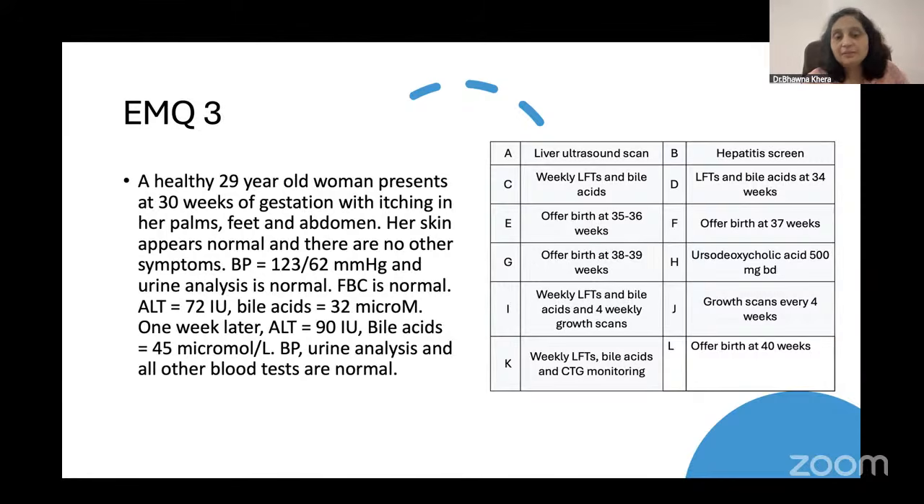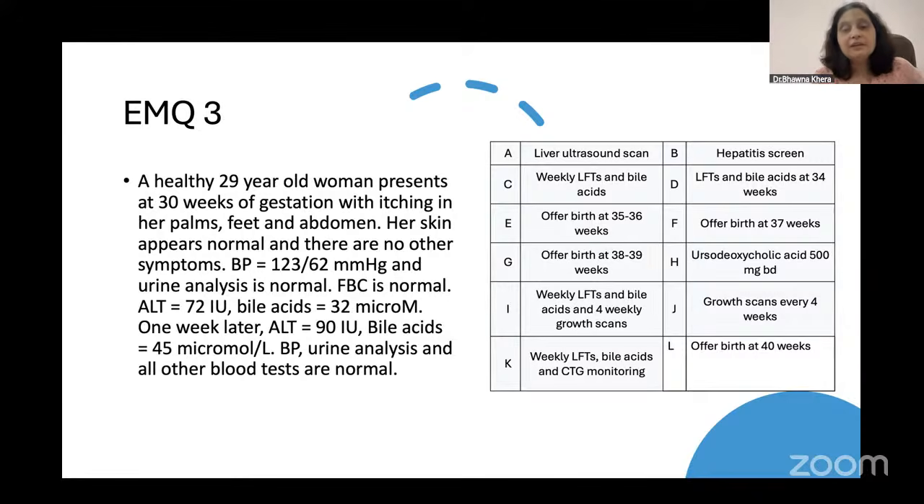So here we see that bile acids were 32 and have now become 45. Okay, so I can see H, I can see K. K is weekly. H is ursodeoxycholic acid. Okay, F, what is it? Offer birth at 37 weeks. Okay, C is weekly LFT and bile acids. Okay, Magdalene, I is weekly LFT and bile acids with weekly growth scans. Okay, so G is what? Offer birth at 38 to 39 weeks.